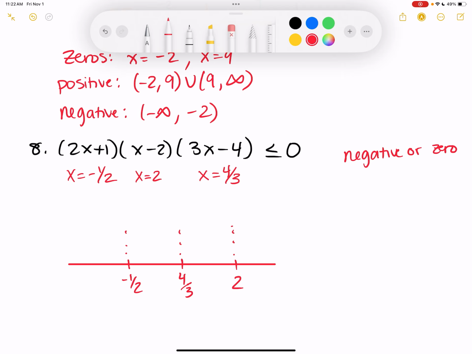You have a question? All right, what number am I picking over here? Negative 1. Put in a negative, what do I get? Negative. What about here? This one? Negative, so this whole thing is negative. What number am I choosing in here?